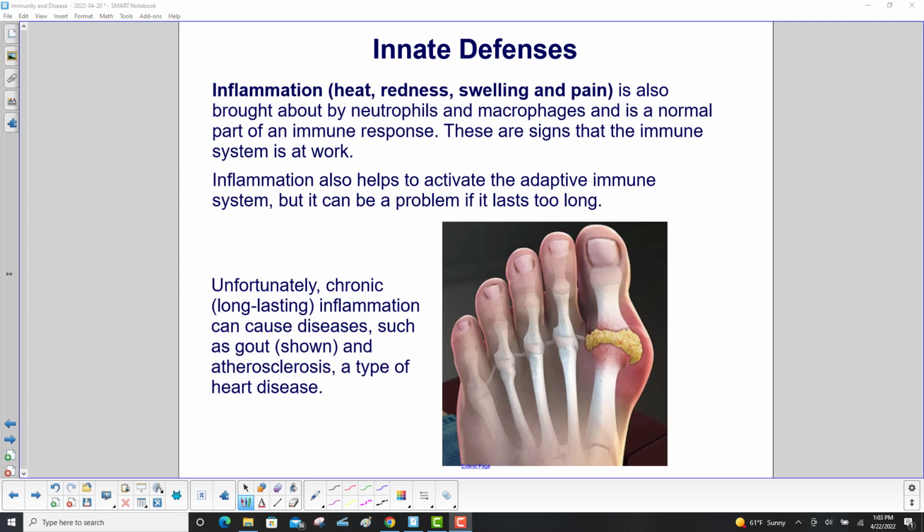Inflammation, that is heat, redness, swelling, and pain, is also brought about by neutrophils and macrophages and is a normal part of an immune response. These are signs that the immune system is at work. Inflammation also helps to activate the adaptive immune system, but it can be a problem if it lasts too long. Unfortunately, chronic, that is long-lasting, inflammation can cause diseases such as gout, shown over here, and atherosclerosis, a type of heart disease.